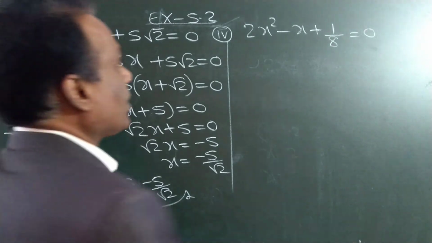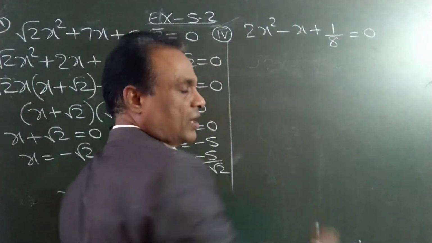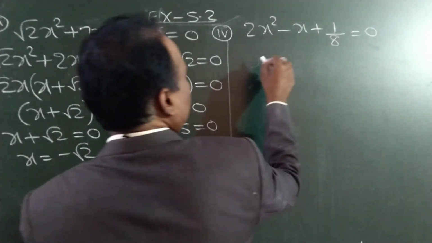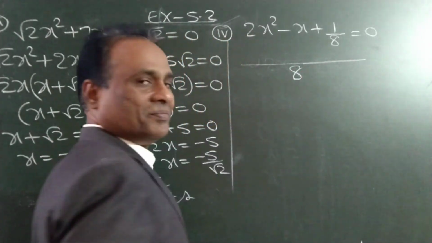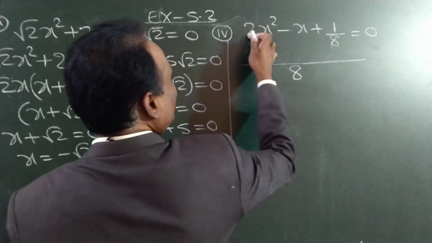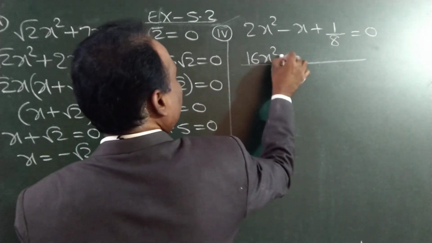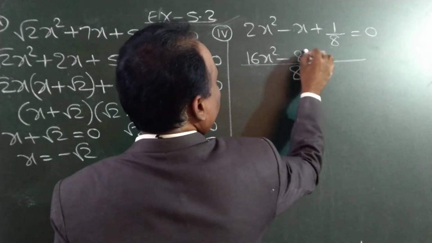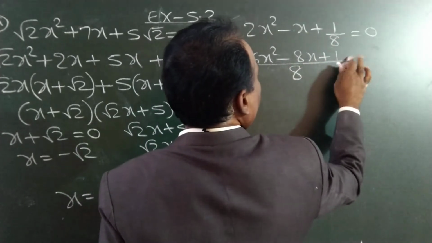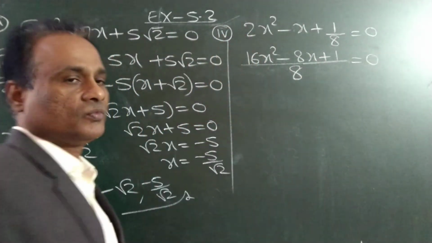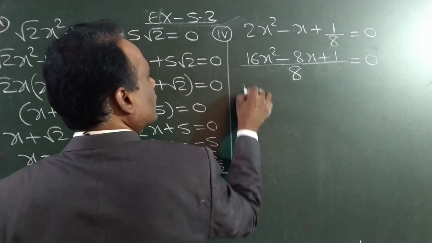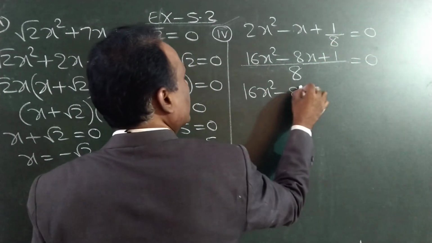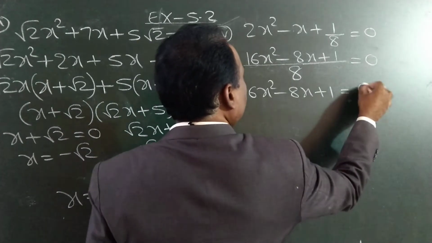Students, see the next problem. First we have to simplify because there should not be a fraction. We will get confusion. So first 8 LCM. 8 2s are 16x square. 8 into 1 is 8x plus 1 is equal to 0. 8 into 0 is 0 that side. 16x square minus 8x plus 1 is equal to 0.